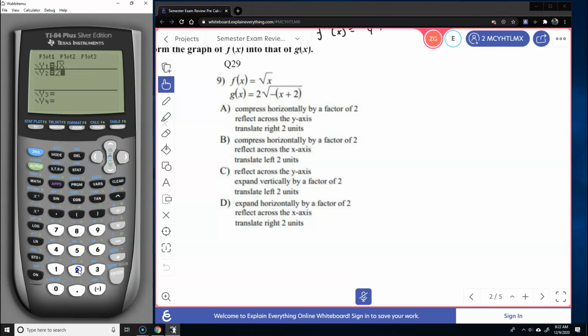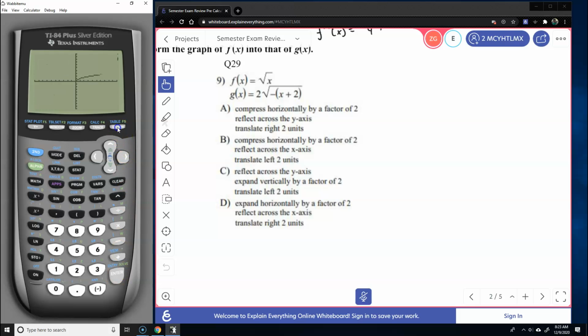Every number in this equation is going to do something. For example, that 2 there is going to do a vertical stretch, and then that negative there is going to do a reflection, and that x plus 2 is also going to do something. So we're going to go ahead and see what's going on. I think this time I'm going to use the trace button. The trace button may be able to show you the transformation better.